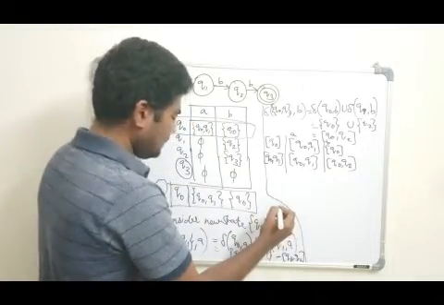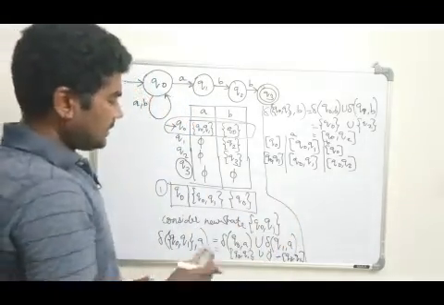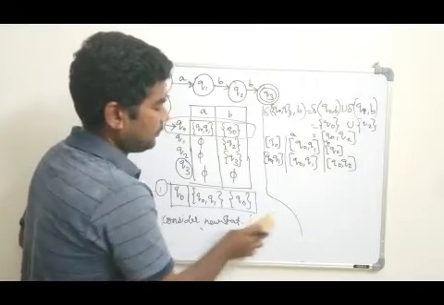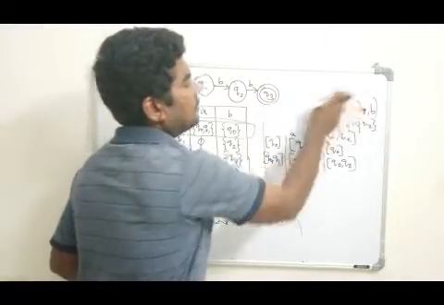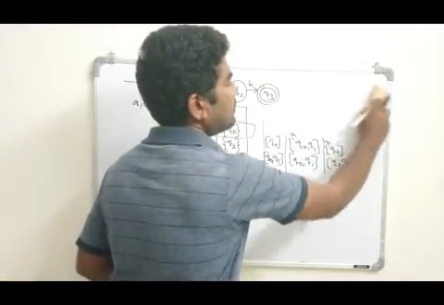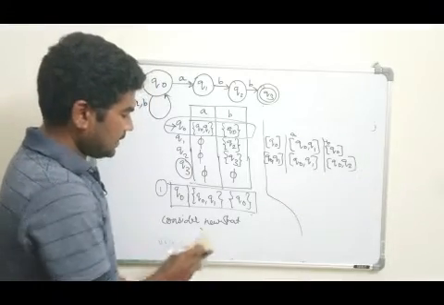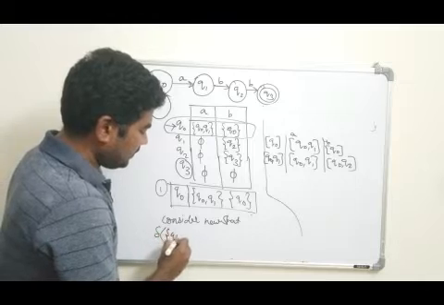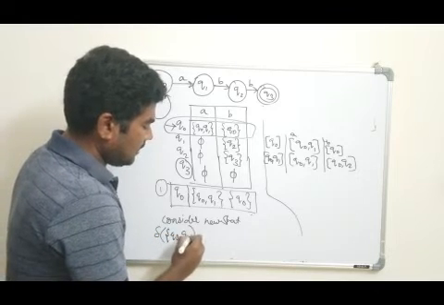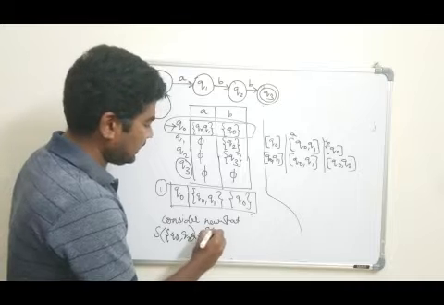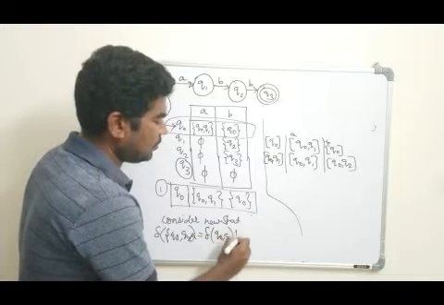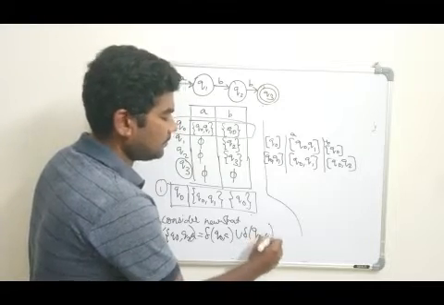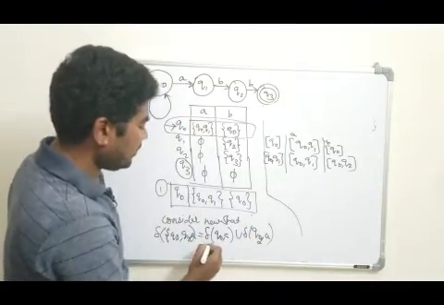Now what we'll do is take q0 q2 with A and q0 q2 with B. We'll do this transition now. What is coming, you just see. First I am considering delta transition of q0 q2 comma A, that equals delta transition of q0 comma A union delta transition of q2 comma A.